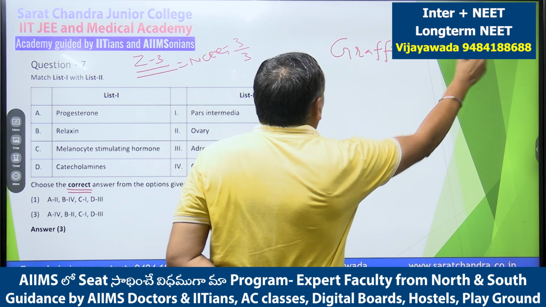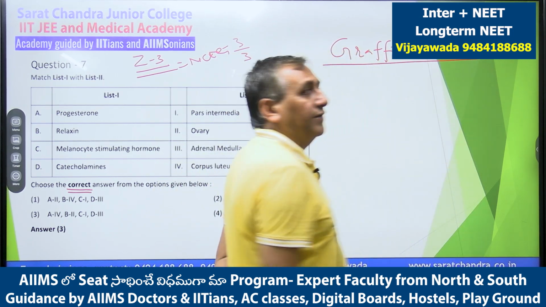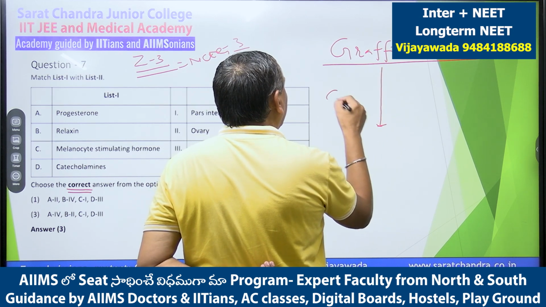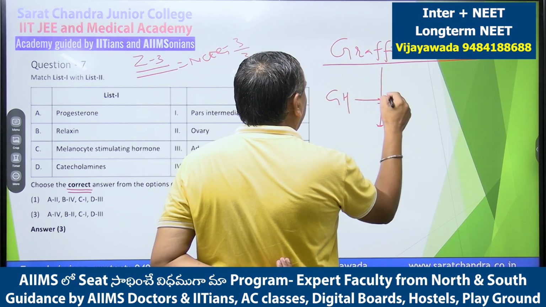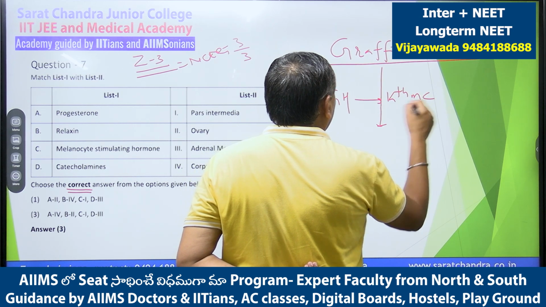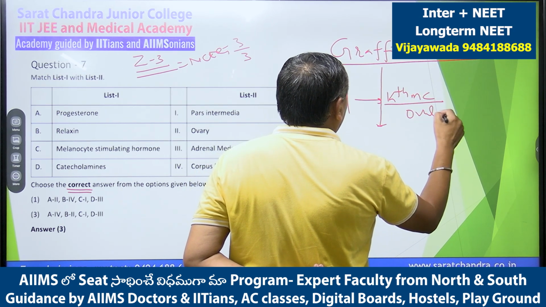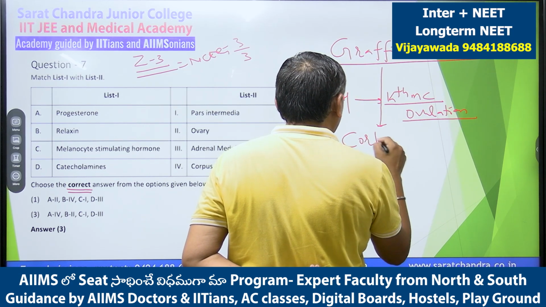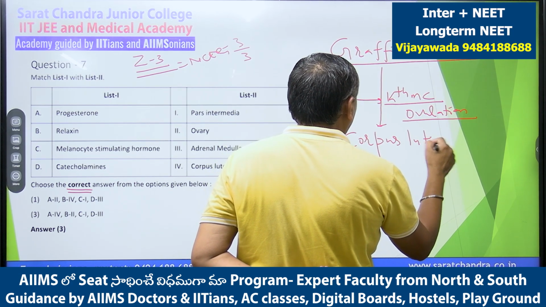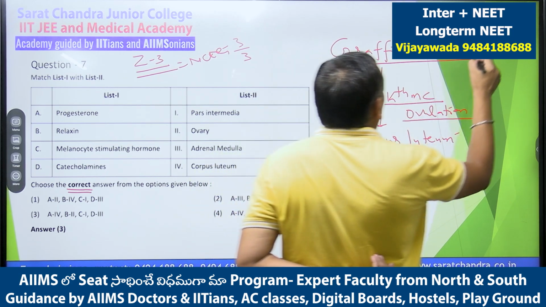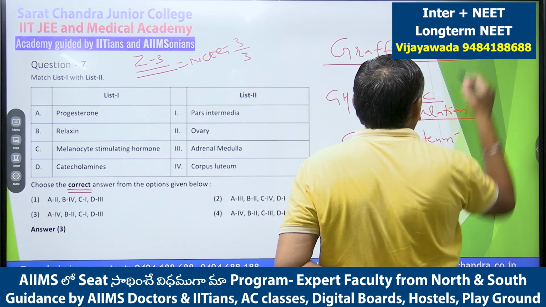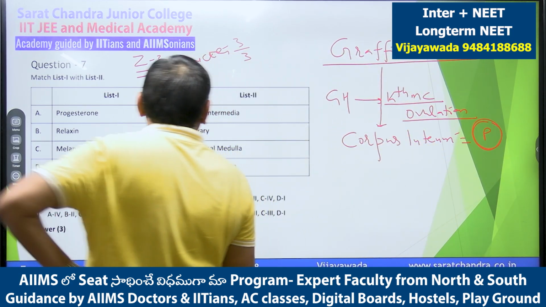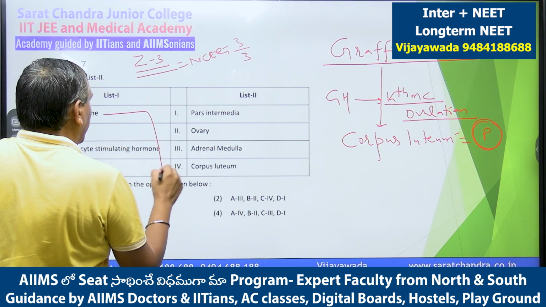A well-developed ovarian follicle is known as the Graafian follicle. Remember, at the highest level of LH, on the 14th day of the menstrual cycle, ovulation takes place and the ovum is released in the secondary oocyte stage, and this structure is converted into the corpus luteum. Are you remembering? The Graafian follicle secretes the hormone estrogen, and the corpus luteum secretes the hormone progesterone. Clear? So progesterone is secreted by the corpus luteum.